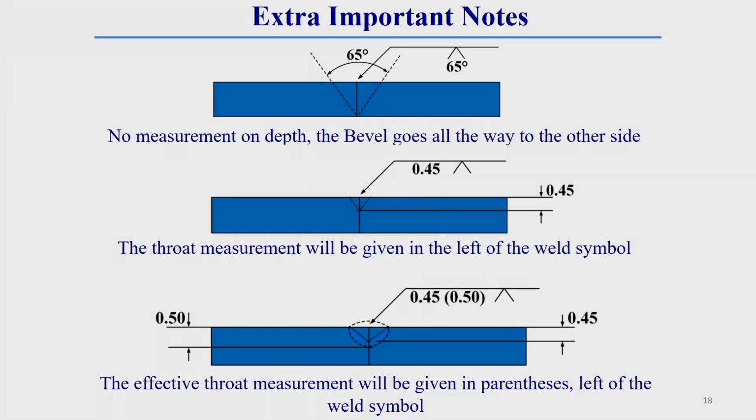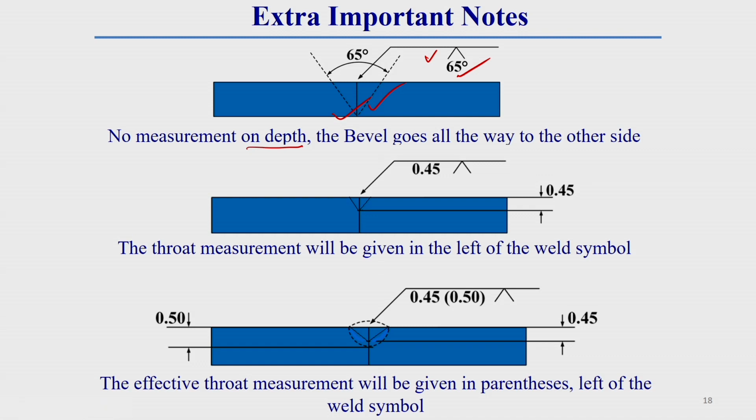Generally, if the bevel is prepared through the entire thickness of the plate, in that case the size of the bevel we need not put on the left side of the weld. Here the angle is sufficient to put. That is why no measurement of depth is required in the symbol when the beveling operation is performed through the entire thickness of the weld.